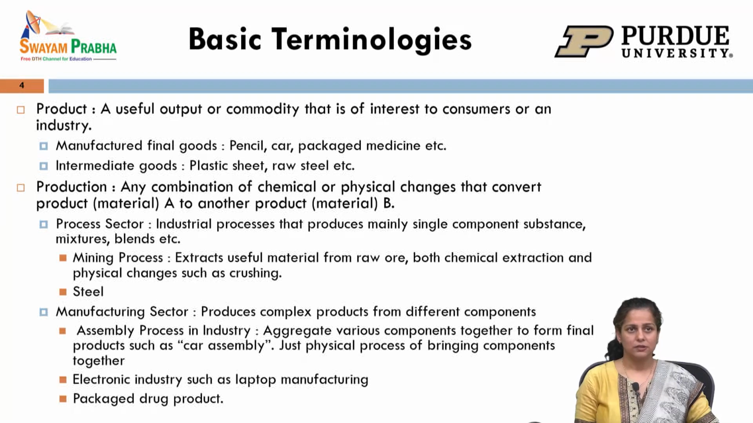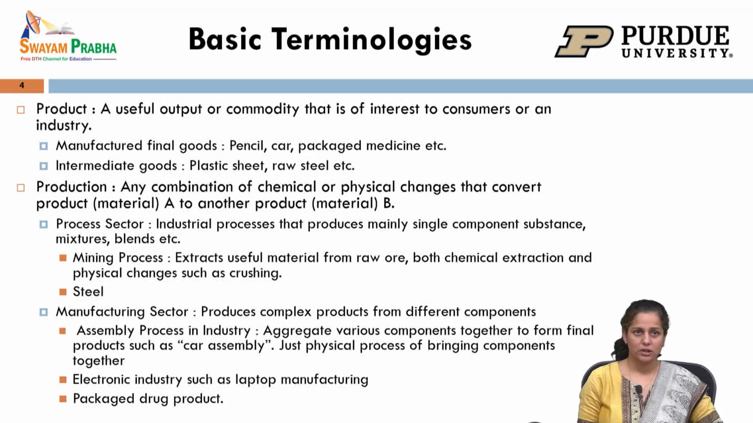The next definition is the manufacturing sector. Technically, when we talk about manufacturing sector, we are thinking about complex products, and the industries that make complex products from different components come under the manufacturing sector. So, an example of manufacturing sector as defined in a lot of LCA is the assembly process in industry, and what it does is that it aggregates various components together to form final products such as car assembly.